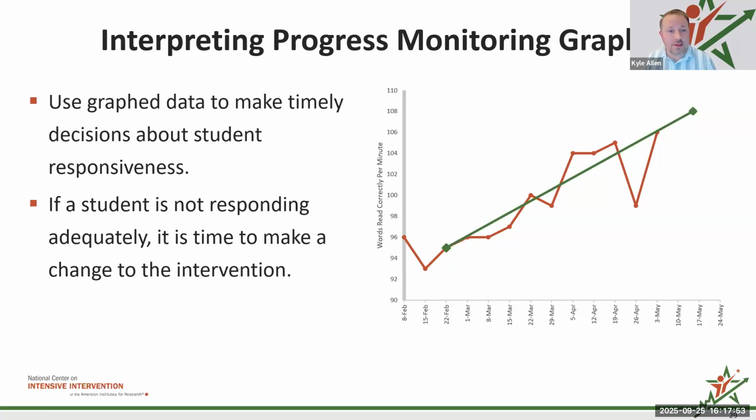So use graph data to make those timely decisions about that student responsiveness. We defined responsiveness earlier. It's really just looking at the student and the growth or lack of growth that they're making and comparing that to that required rate of improvement versus their actual rate of improvement. Is there a gap? Are they headed towards their goal or not? If a student is not responding adequately, then it is time to make a change to the intervention. I told you that progress monitoring tells us when to make a change. And if we have data that says that they're not on track, that's data that tells us when to make a change.